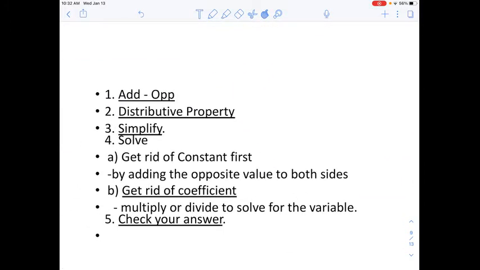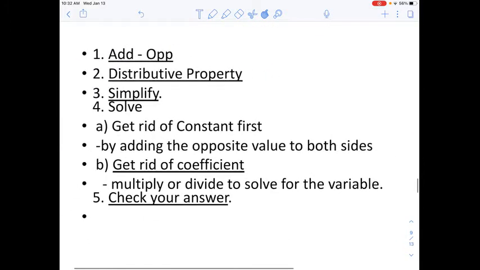Just some review of our process of solving multi-step equations. So the first step, add up, then we're going to distribute, and then we're going to simplify. So see if we can combine any like terms. Then we're going to solve, so we're going to get rid of our constants, then we're going to get rid of the coefficients, and then we're going to check our answer.